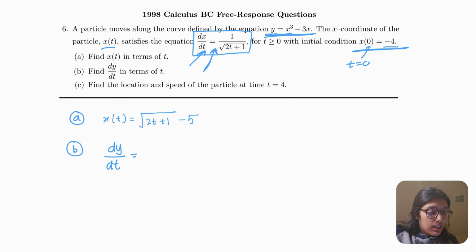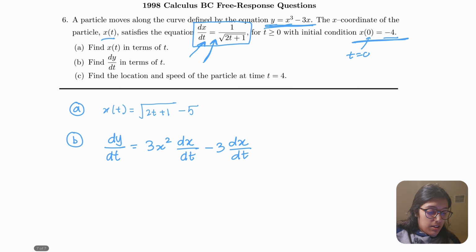So our right side is going to be 3x squared, right? Just taking the derivative of x cubed normally. But because we are differentiating with respect to t and not x, we're going to have a dx dt. And this method stems from the chain rule. So moving along, we have this minus 3x. Derivative of minus 3x is just minus 3. But of course, we have to multiply that by a dx dt.